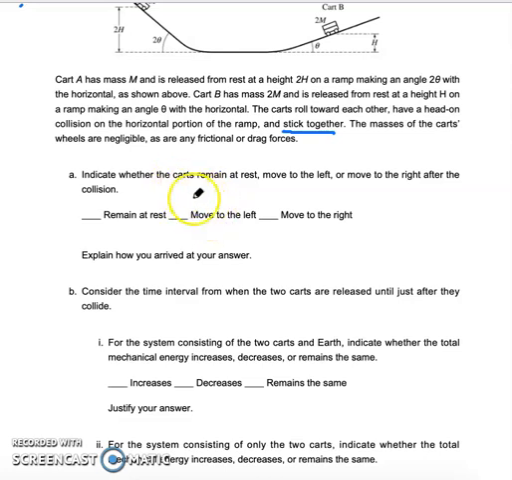To do that, you have to know how fast you're moving at the bottom. To get how fast you're moving at the bottom, you have to use conservation of energy. So there's a bit involved in the 3 or 4 points that you have on this one. So let me break that down.